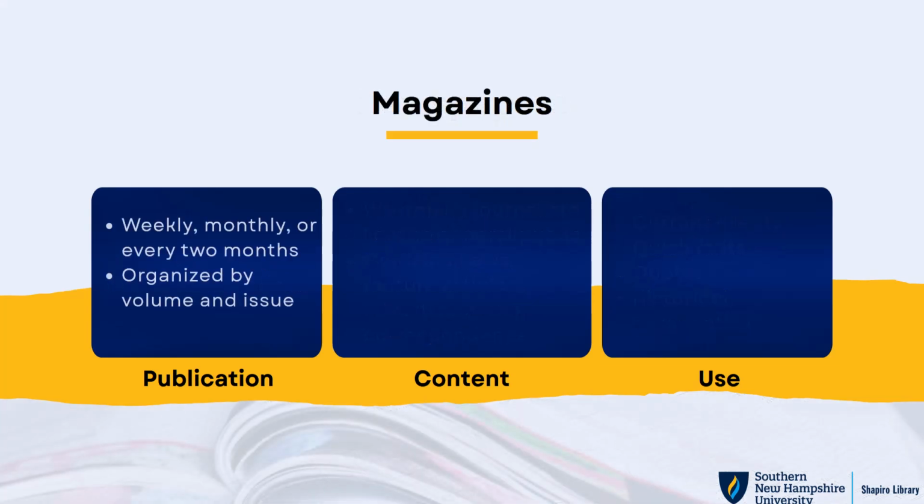Magazines are published weekly, monthly, or sometimes every 2 months. Most magazines include a volume and issue number, where volume shows the number of years the magazine has been published, and the issue is the specific edition in that year. For example, Volume 10, Issue 3 might be the third magazine published in the 10th year of that publication.